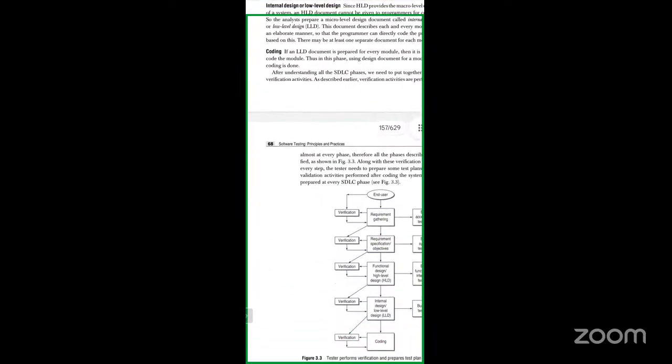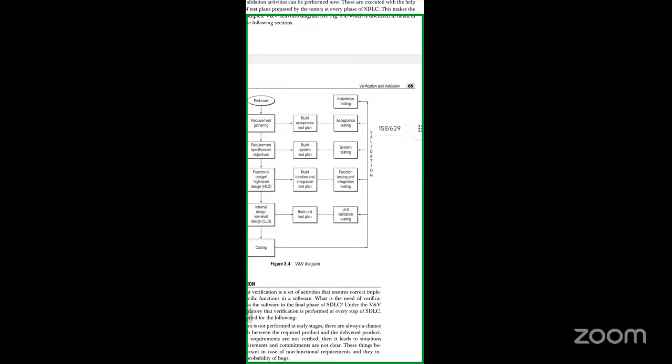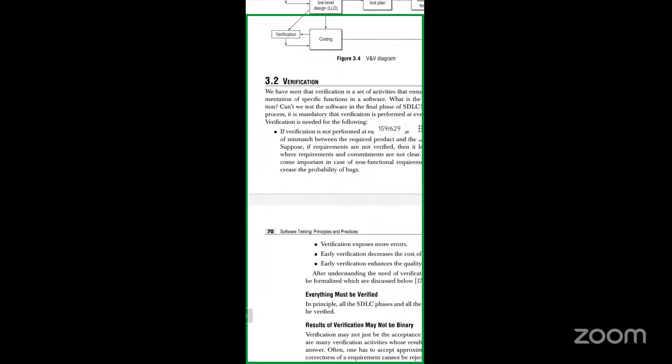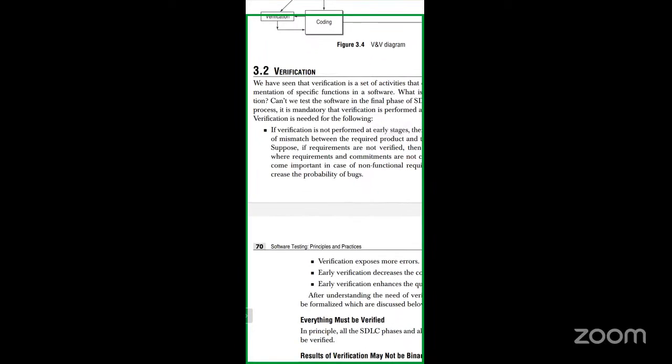Yes, sir. Right. So quickly moving on to the same topic again, that is verification. Here, what happens if verification is not done, and what is to be done in verification, are given.